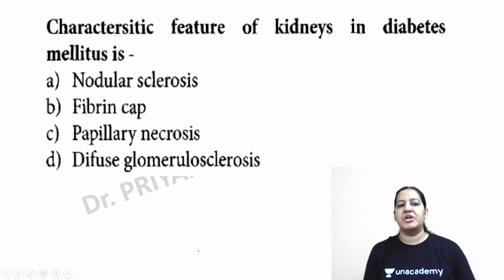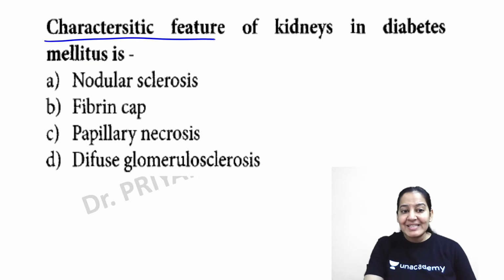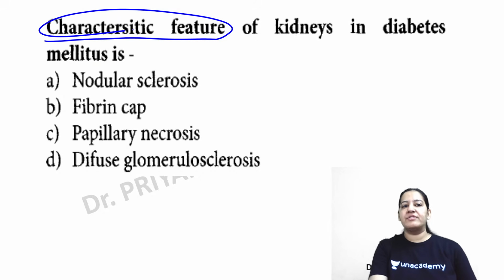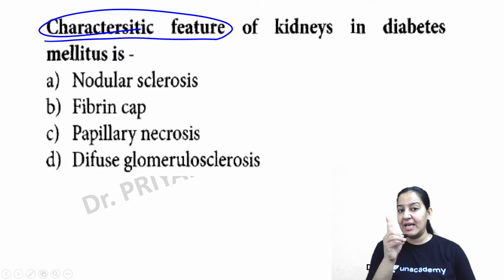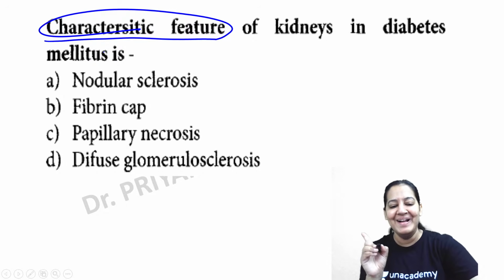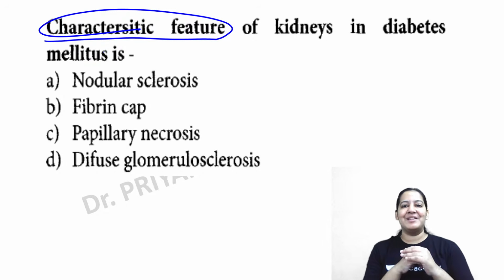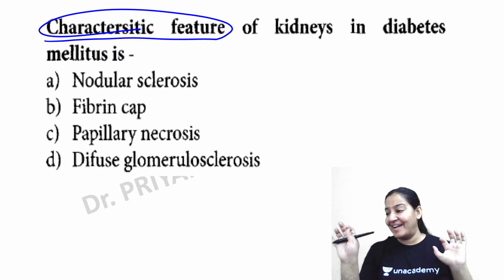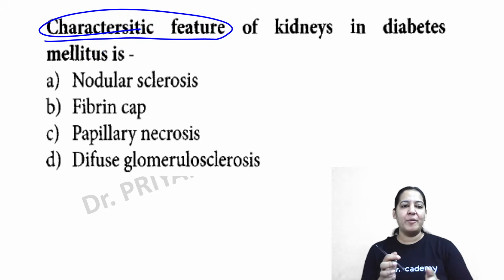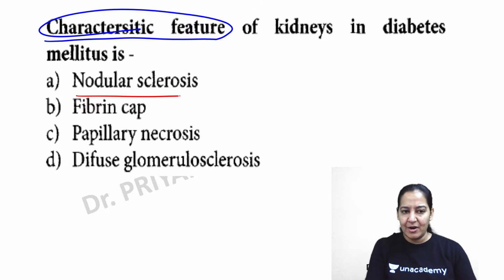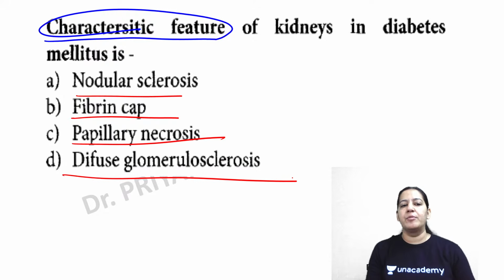Yes. This is the next question in front of you. The characteristic feature of the kidney in diabetes mellitus. I'm asking characteristic, not common. So I guess till now you understand the meaning of common and characteristic. Characteristic one is the specific one. The four options are in front of you. Is it nodular sclerosis? Is it fibrin cap? Is it papillary necrosis? Is it diffuse glomerulosclerosis?